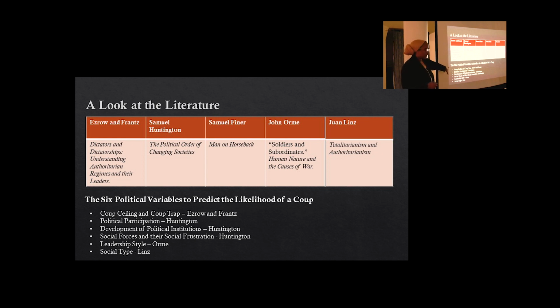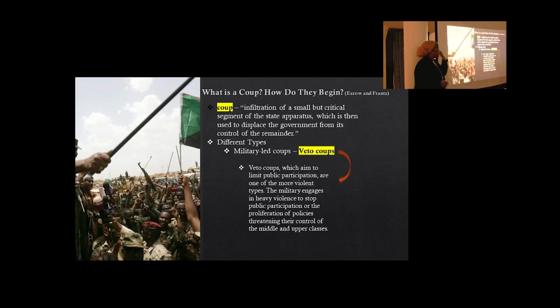There are the coup ceiling and the coup trap, but I'll explain all of these for sure. There's political participation as a variable, the development of political institutions in the country, social forces and social frustrations, the leadership style of the actual military men, and outside influence by one means or another. So what is a coup? A coup, remember this, is the transition of power by force. Sometimes it's the military, sometimes it's the people, sometimes it's the military giving power back to the people, but the main important thing is that it's an infiltration of a small but critical segment of the state apparatus.